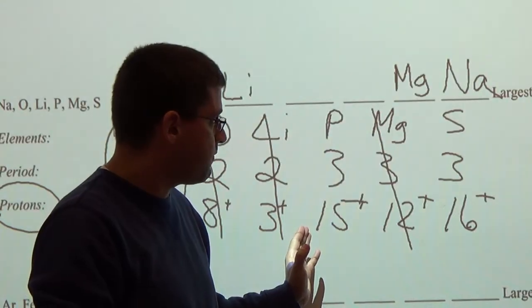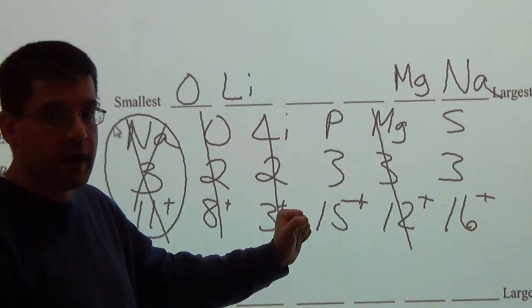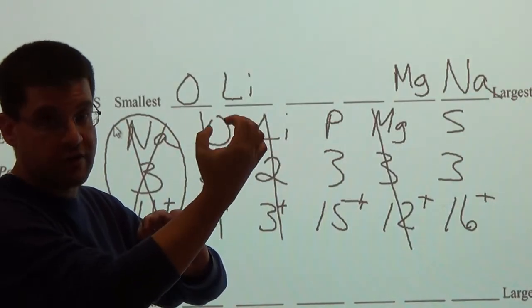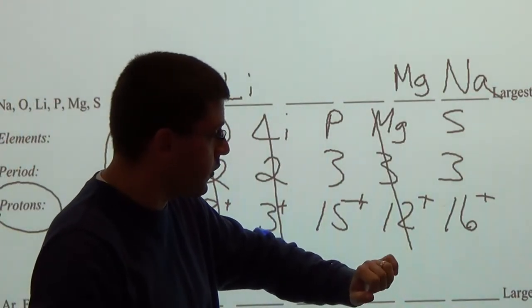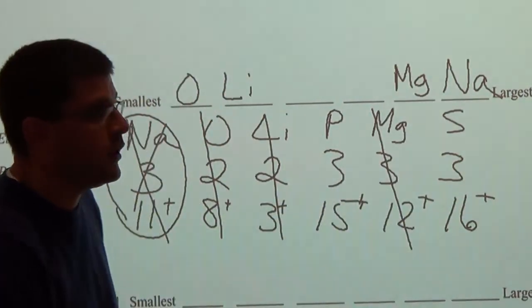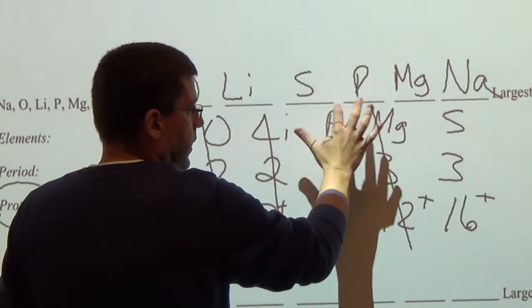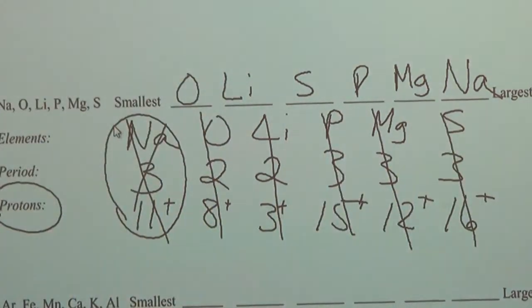Is it going to be phosphorus or sulfur? The one that's going to have a stronger Coulombic force of attraction, with a smaller distance, right? Because of the nucleus, it's going to be sulfur. So again, sulfur goes right here, phosphorus goes right here. Cross out, cross out.